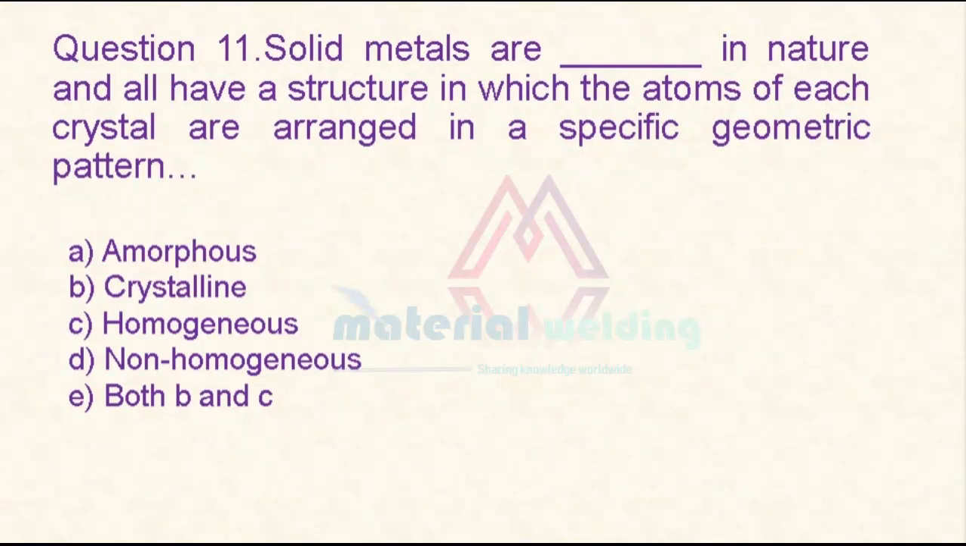Question 11. Solid metals are blank in nature and all have a structure in which the atoms of each crystal are arranged in a specific geometric pattern. A. Amorphous. B. Crystalline. C. Homogeneous. D. Non-homogeneous. E. Both B and C.